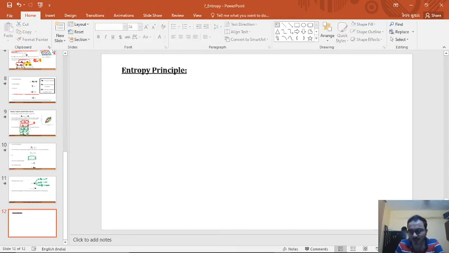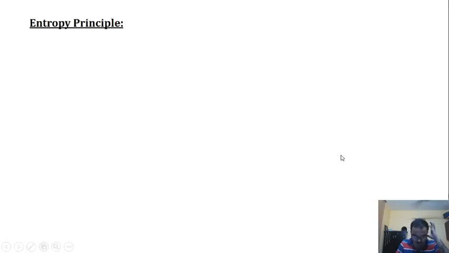Okay, our next topic is the entropy principle. So here I will be writing down everything on this slide: as we all know, dS will always be greater than or equal to đQ upon T for any infinitesimal process. If it is equal then it will be reversible, and if it is greater then it will be irreversible, as we have seen in our previous slide.